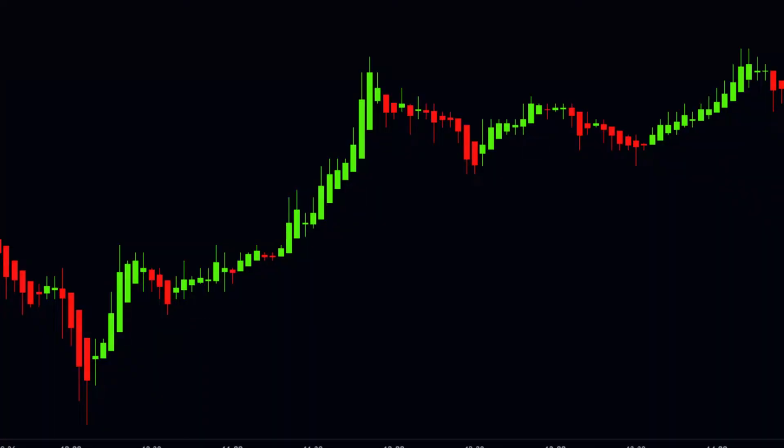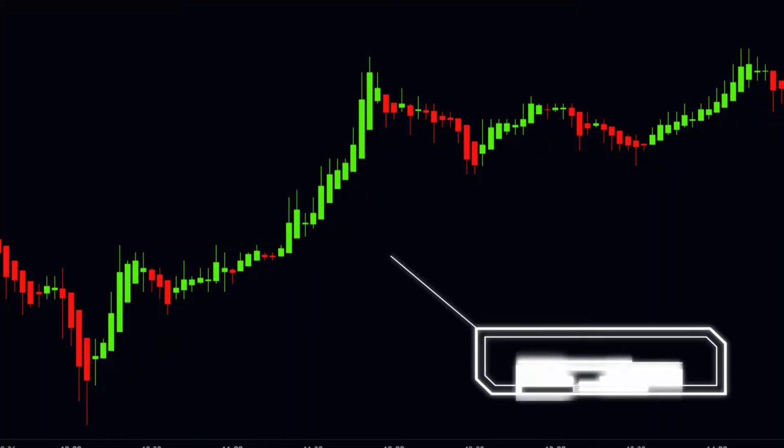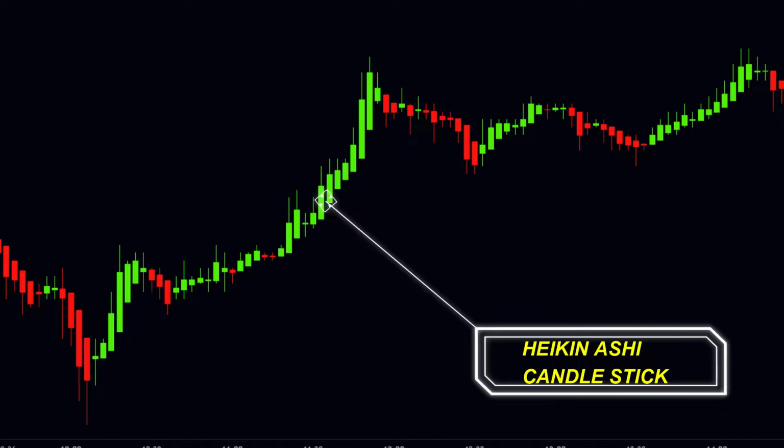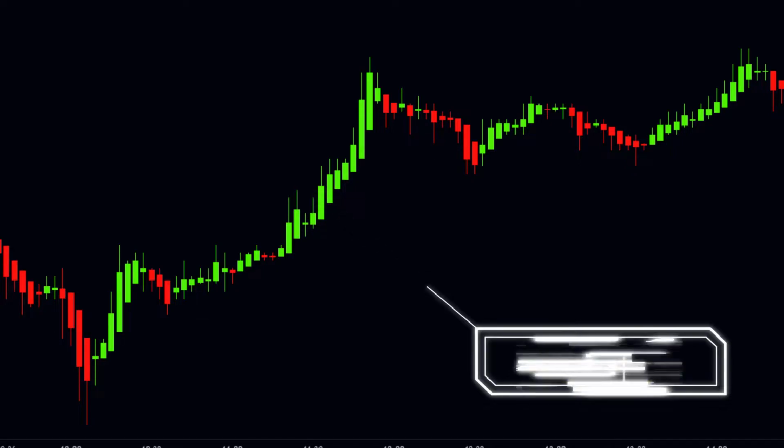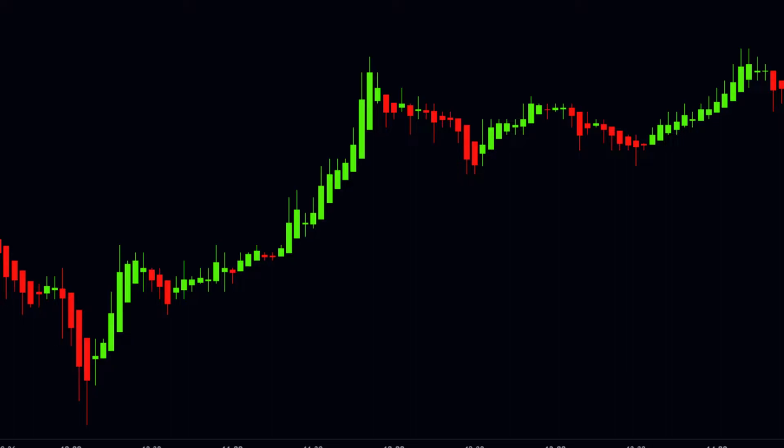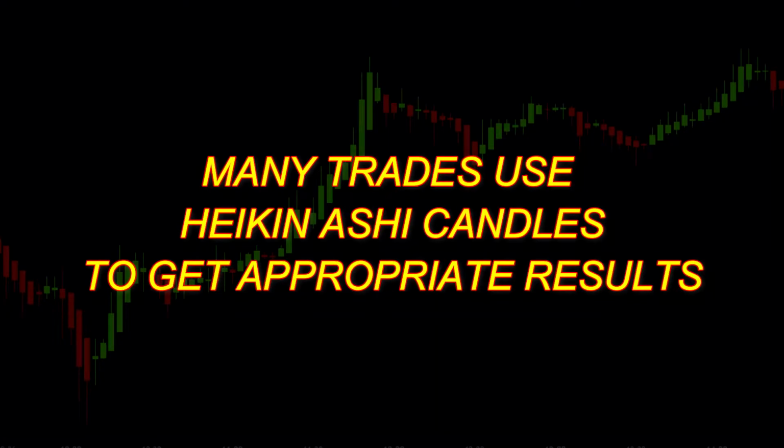Hello viewers, here I will explain to you about Heikin Ashi candlesticks. Heikin Ashi is a Japanese word and its meaning is average bar. Heikin Ashi is very useful for traders. It helps the trader to make precise moves. Many traders regularly use Heikin Ashi candles to get appropriate results.